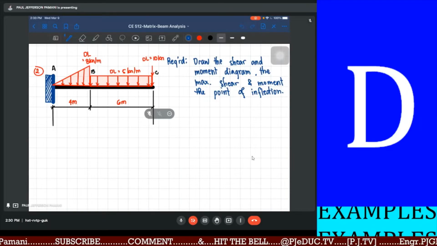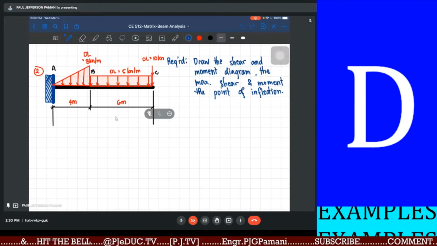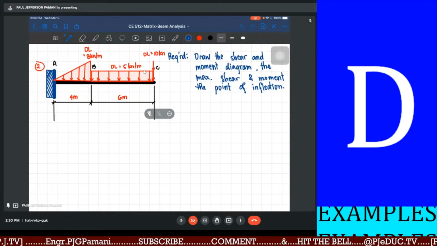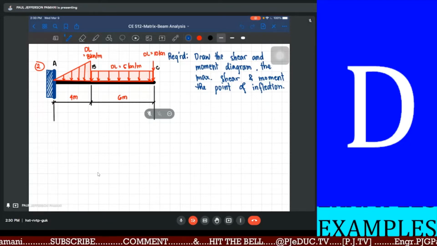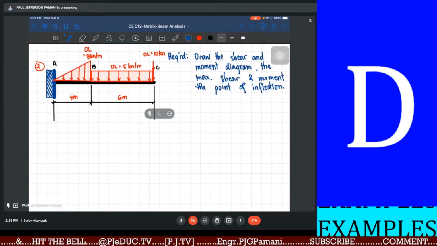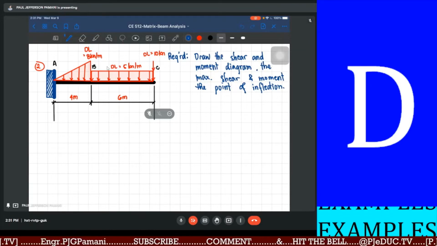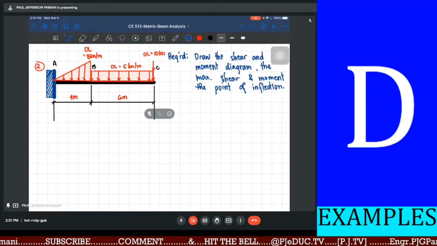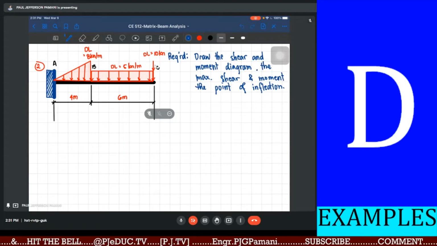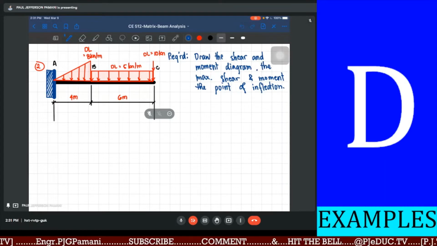Continuation with our lecture with analysis of statically determinate beams. We have this second example. So I've already posted the example number 1 discussed from the other class yesterday, and here's the second example. So we have here a cantilever beam with a varying load from point A to point B of 4 meters, 0 to 8 kilonewton per meter, and a uniformly distributed load from point B to point C of 6 meters at 5 kilonewton per meter, and lastly, a concentrated dead load at point C or at the end of the cantilever beam of 10 kilonewton.